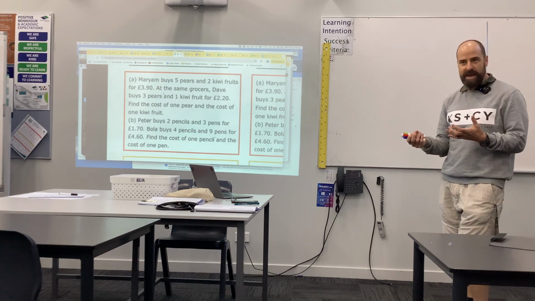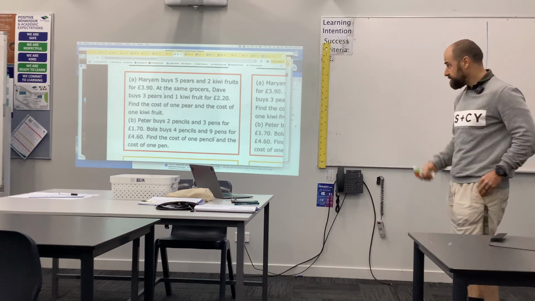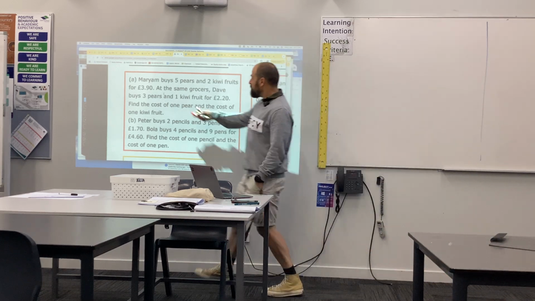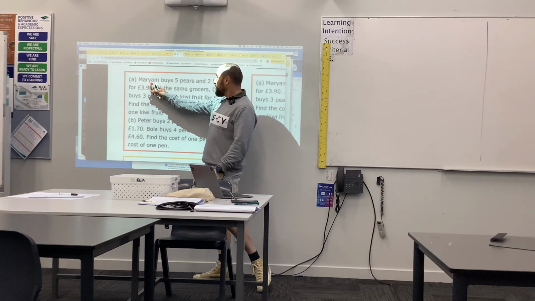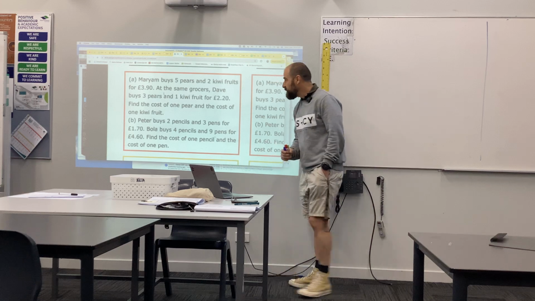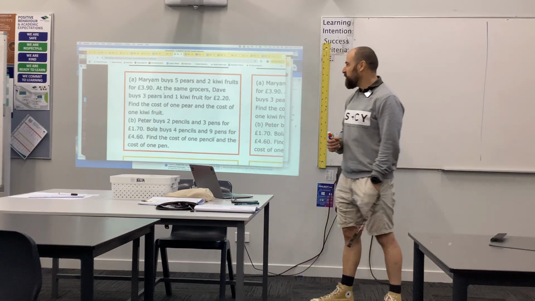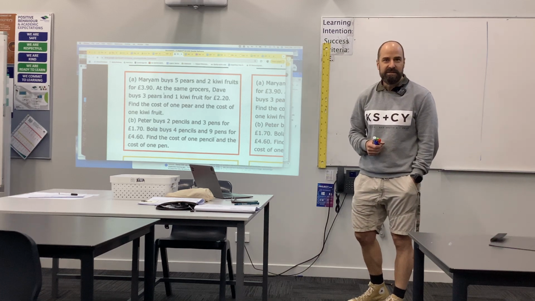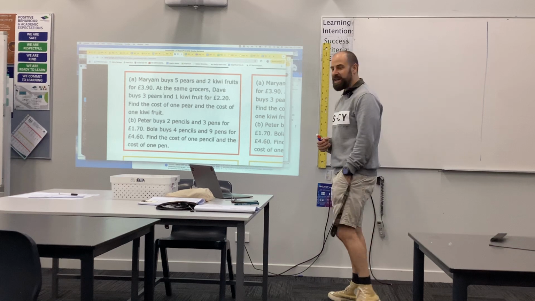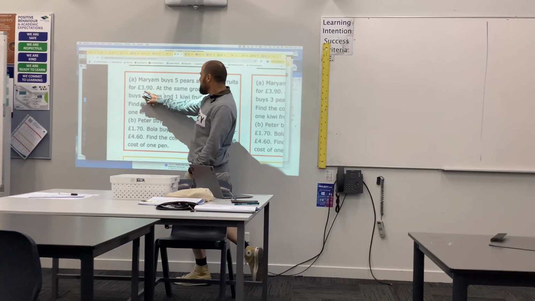So when you do it on your calculator, how do you show your working out to get full marks on the test? Alright, so I'm going to say Miriam. I don't know if that's correct. Miriam buys 5 pears and 2 kiwi fruits for £3.90. Is it still cents with pounds? I'm not even sure. Does anyone know? 90 pence. £3.90. Rightio, cool. So we've got £3.90.